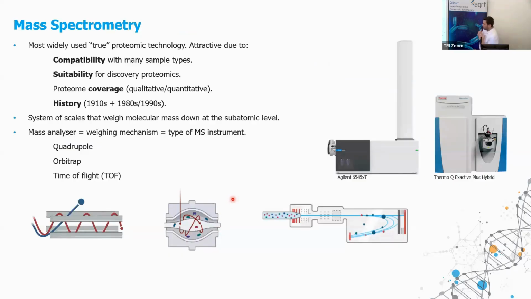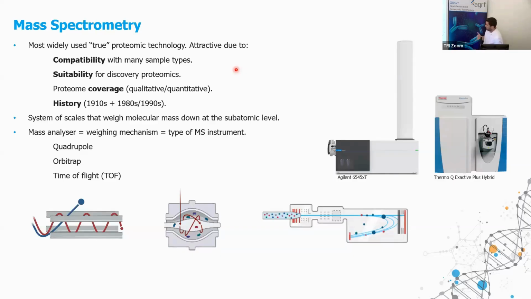However, overwhelmingly, the most commonly used technology platform within modern proteomics is mass spectrometry. And it's often touted as a true proteomic technology. I think this is unnecessarily divisive, but it's a very attractive platform for a number of reasons, one of which being its compatibility with many sample types. You can pretty much rock up to a mass spec with a protein sample from any patient, any species or anything like that. So long as you have a reference proteome to compare against, you should be able to get some protein IDs out of it.